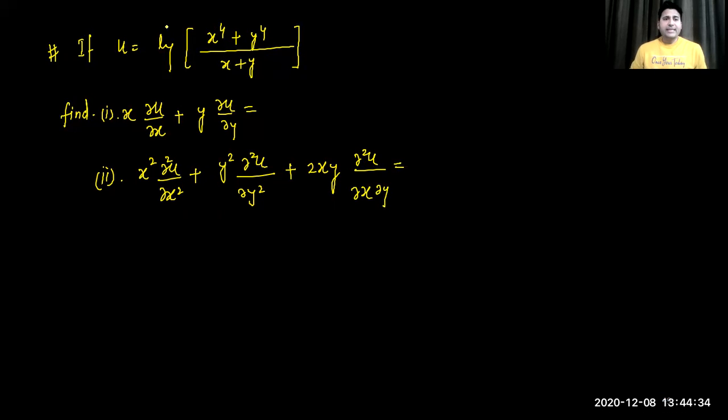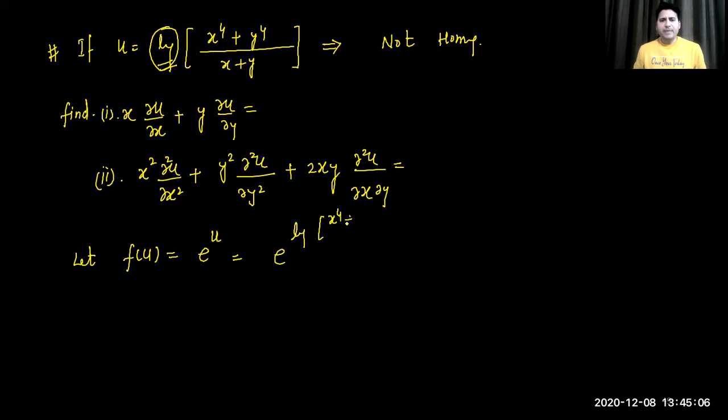Now you can see there is a special function outside, so the function directly will not be homogeneous. So we should construct a new function. Let f(u) equal what? The anti-function of log, e to the power u, and it will be homogeneous. We can check it. e to the power log of (x^4 + y^4) upon (x + y), we are having a result.